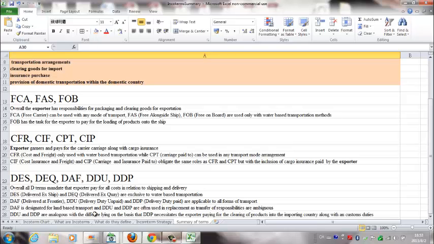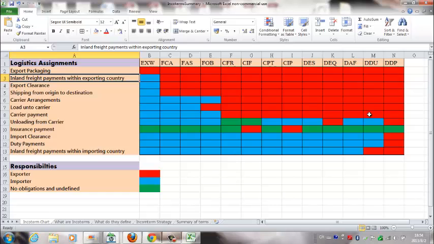Basically, what happens with DAF is they'll set a certain ambiguous location for the transfer of responsibilities between the exporter and importer. So, for example, it might state DAF, German-France border, and it's very ambiguous, so it's not really used. And DDU and DDP are analogous, with the difference lying on the basis that DDP necessitates the exporter paying for the clearing of products into the importing country along with customs duties. And you can see those responsibilities right here.